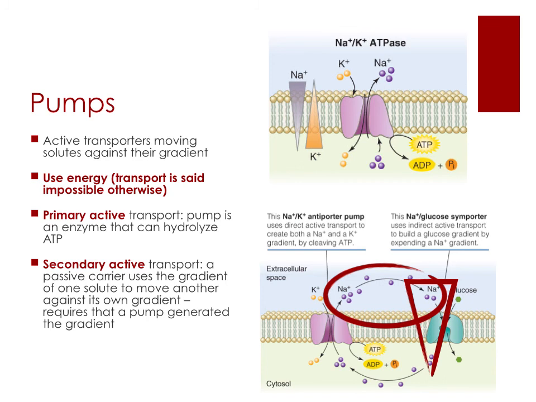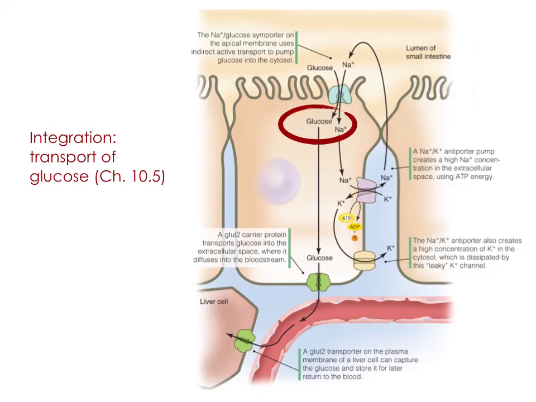So you see here in this example, a secondary active transport requires that a primary active pump will establish a gradient and keep a gradient so that a strong gradient can be used to move another substance passively against its concentration gradient. If we make a summary of several transport means, we can integrate all that in the transport of glucose at the level of intestinal cells.